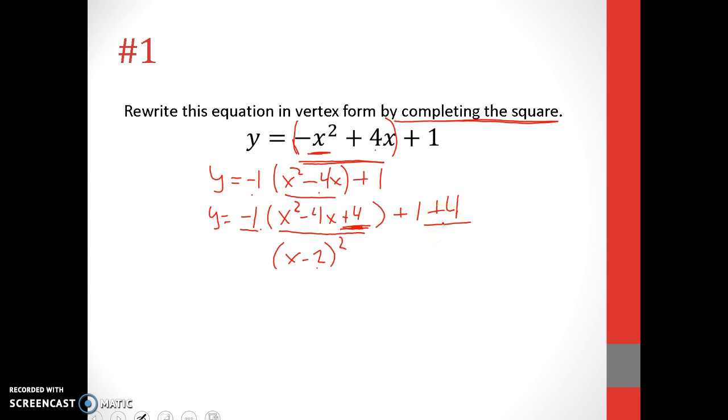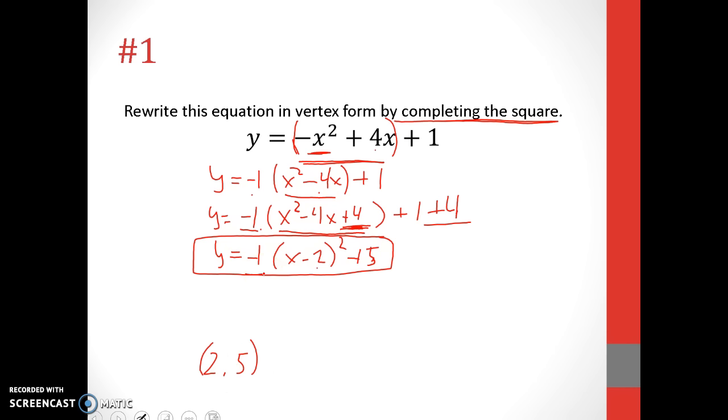And so now if I finish this, I'll have y equals -1 times x minus 2 squared plus 1 plus 4 is +5. And so this equation now is in vertex form. And my vertex is going to be at the point (2, 5). The parabola is going to open down because the a value is negative. And I can go ahead and graph it from there.